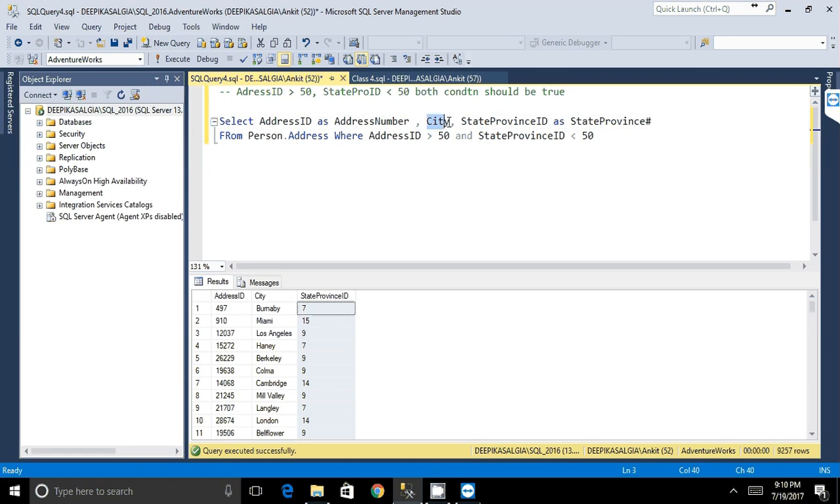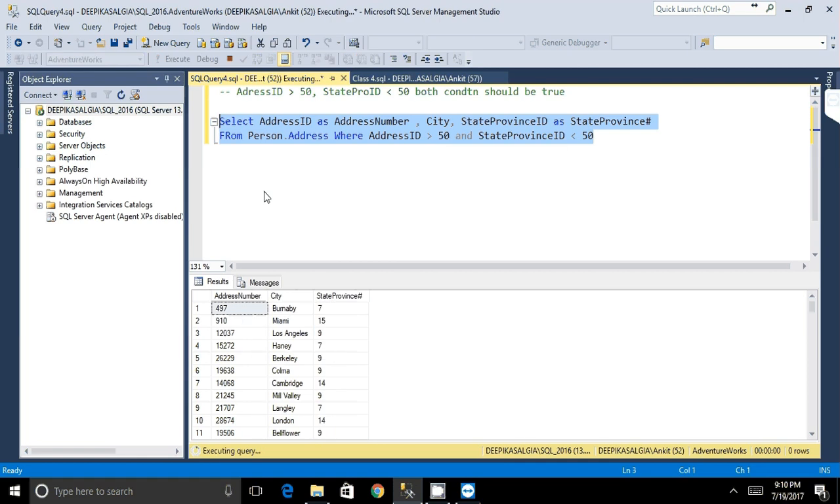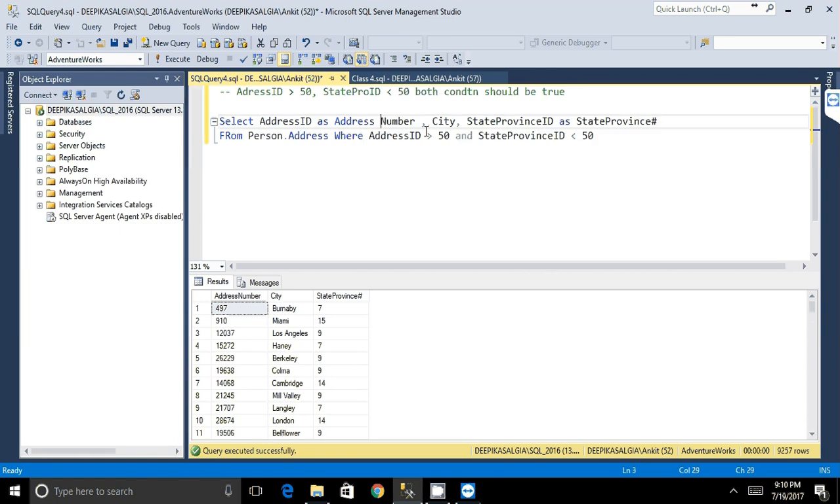If you don't want to change, you use it as is. So for the city, if I don't want to change, I keep it as is. Now if I run my query, it shows address number and state province number. But let's say you need a space between address number and state province. If you try to do that, it's going to give an error.